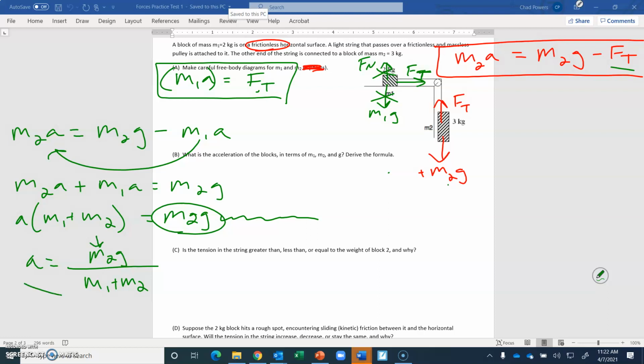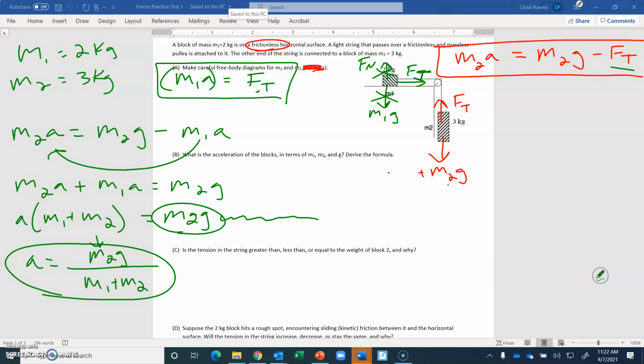That's fine. So here's my expression for acceleration, my formula. Okay? You can plug in and solve given the masses. M1 equals 2 kilograms. M2 equals 3 kilograms. You can solve that. That's on you. Now, part C, is the tension in the string greater than, less than, or equal to the weight of the block 2 in y?